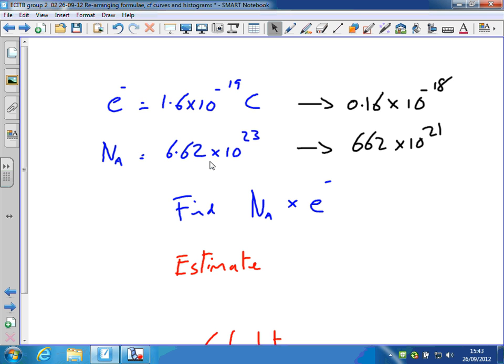So that's these numbers in engineering notation. So now you can enter them into the calculator, either like that or like that. It's the same number. Find out what Na times the electron charge is. Can we estimate it before we put it in? Thinking about what I was saying earlier. When we multiply numbers, we add the powers. So estimate this.